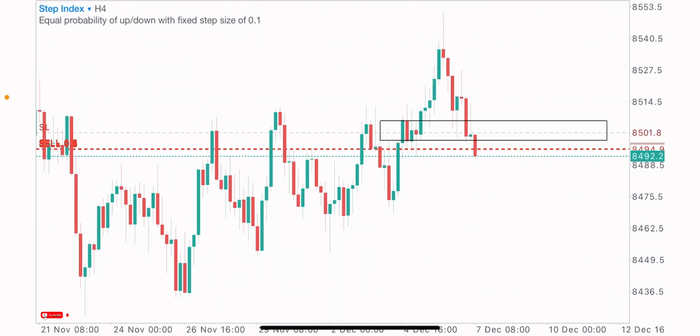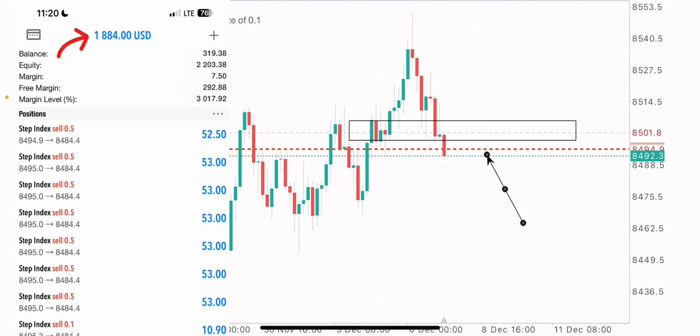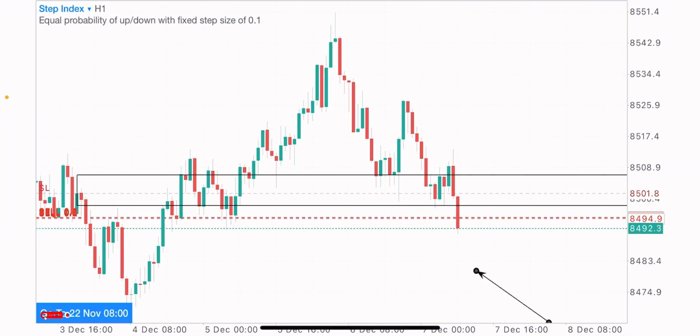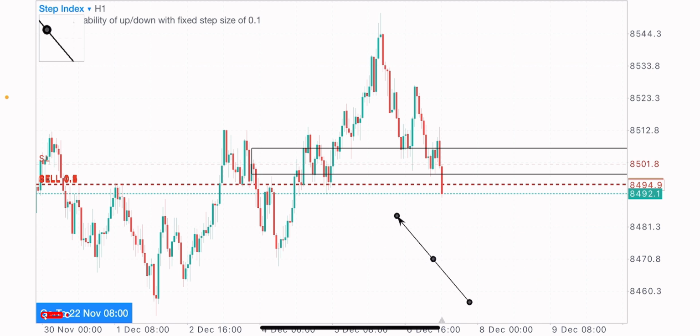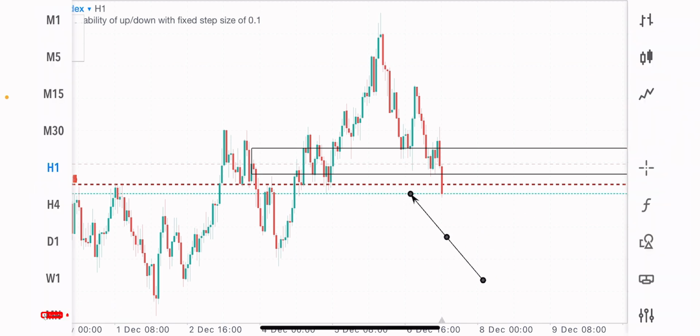So guys, I sold step index here. Took a sell trade at this point on step index. I am moving in profit, moving good in profit. So what's my view on this index? What made me sell step index at this point?